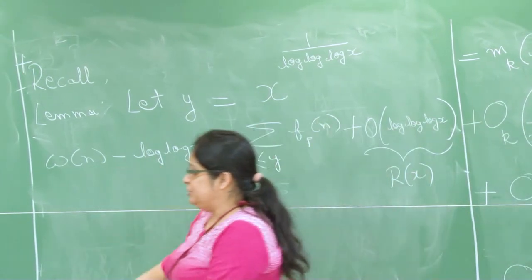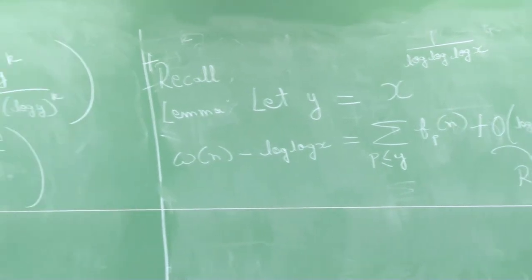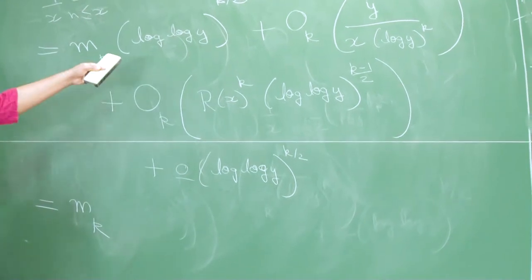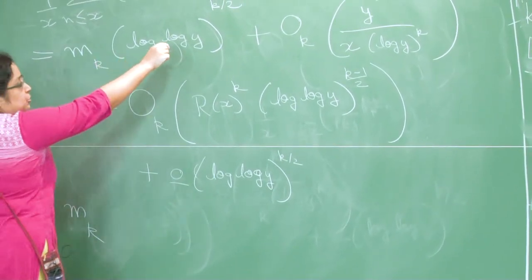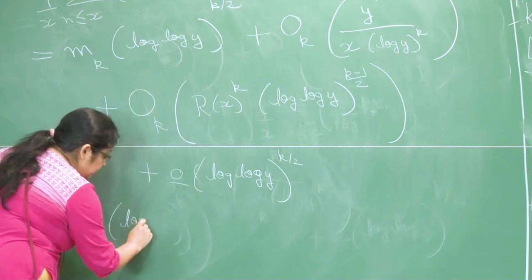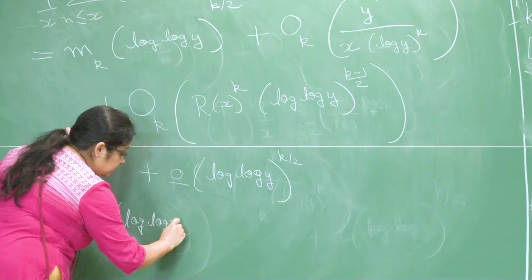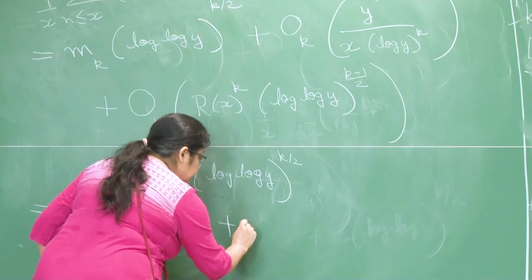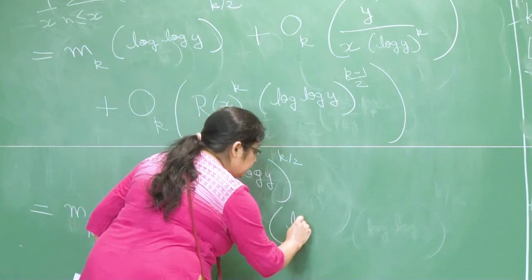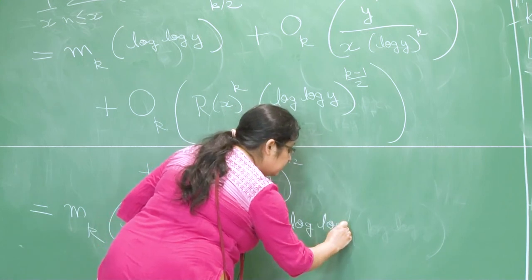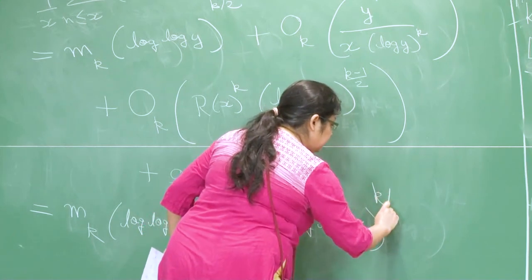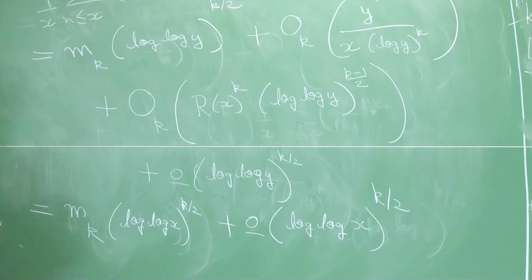Okay, when you do that, you end up getting that this is equal to m sub k of, so wherever you have y, you can replace it with x. Whenever you have log log y, raised to the k over 2, plus little o of log log x. Which is exactly what we wanted to prove.